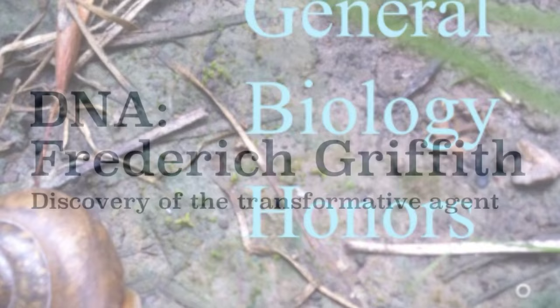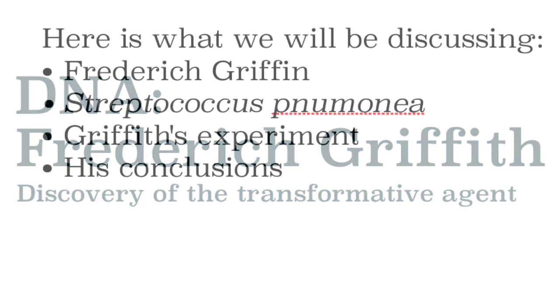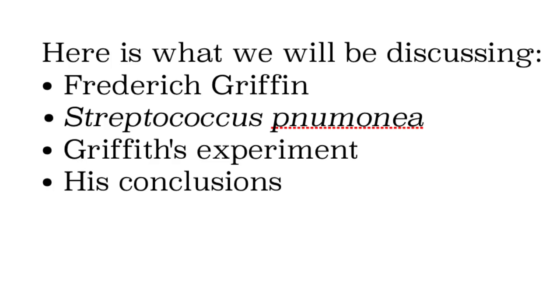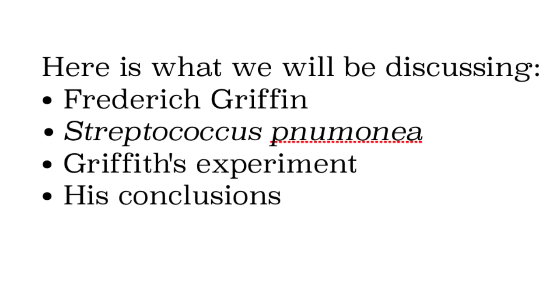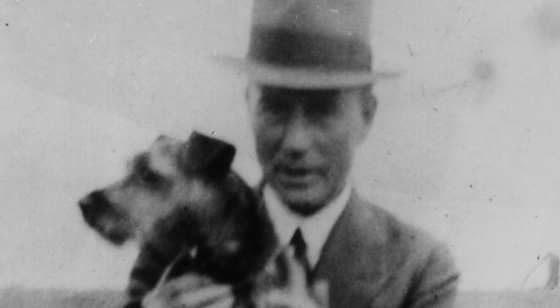Today, we're in our quest to understand DNA. We're going to look at Frederick Griffith, and he discovered a thing called the transformative agent. So here's what we'll discuss. We'll discuss Mr. Griffith. We'll discuss the bacteria he used, Streptococcus pneumoniae, which I spelled wrong through the whole video. I apologize. We're going to study how he did his experiment and what conclusions he came to.